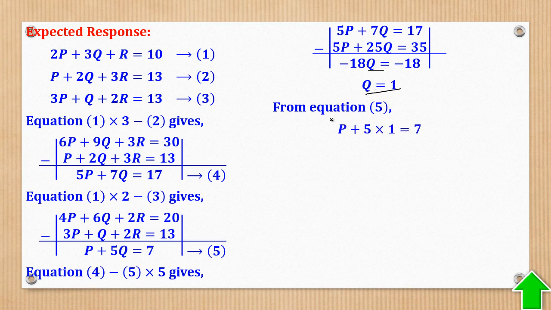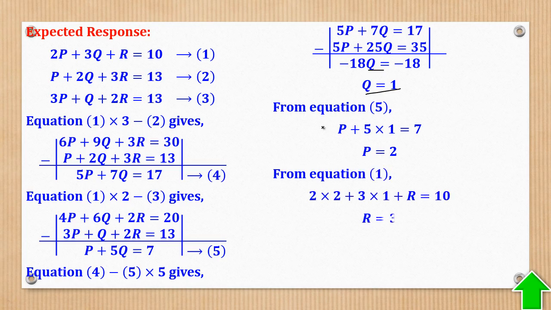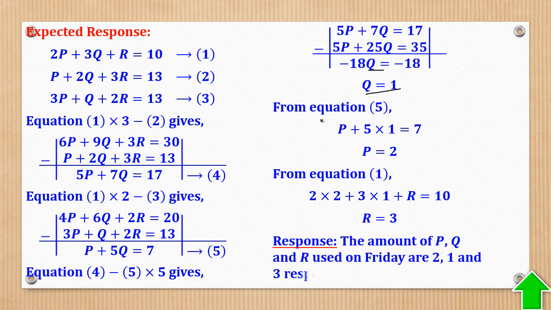Then from equation 5, I can come up with the value of P as 2, and from equation 1, I can come up with the value of R as that. So that would be the answer. Though the English didn't come out well, basically what they wanted is for you to solve simultaneously.